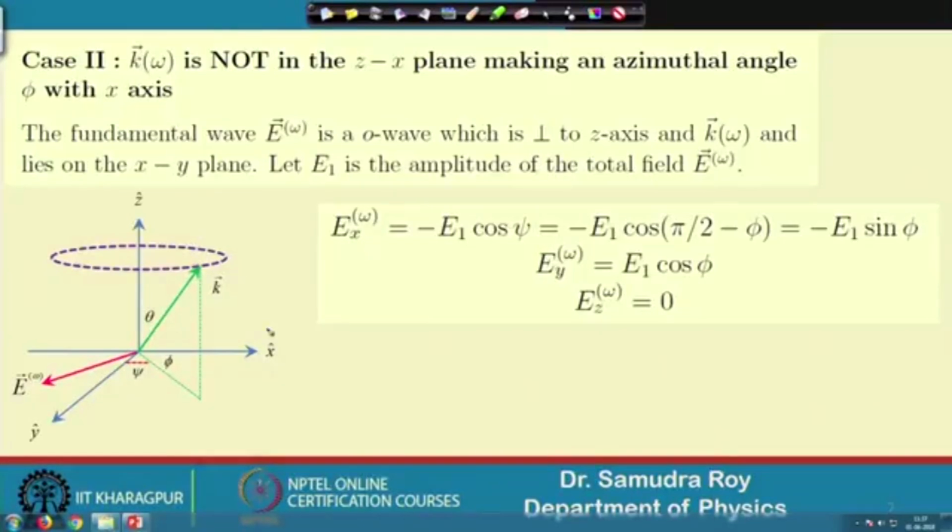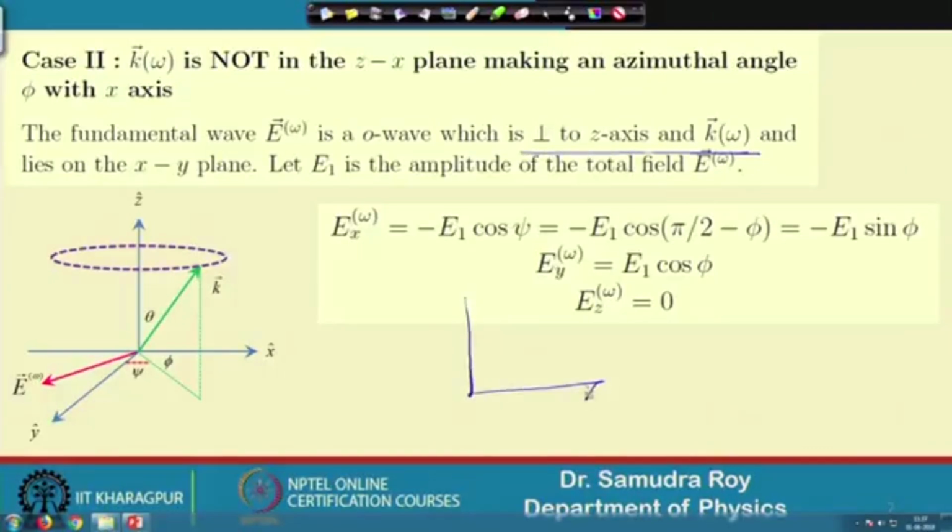What happens if I change the launching angle of k? The immediate consequence will be a change in the direction of the electric field. How will the electric field change its direction? Because we know that the ordinary wave is always perpendicular to the z axis and k.